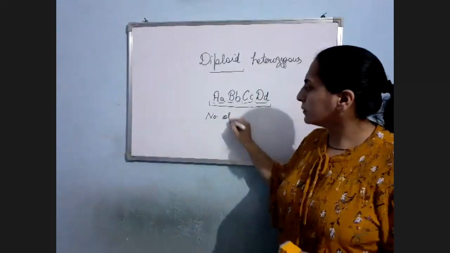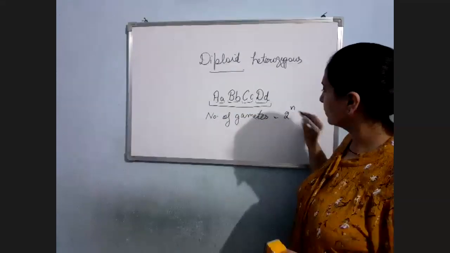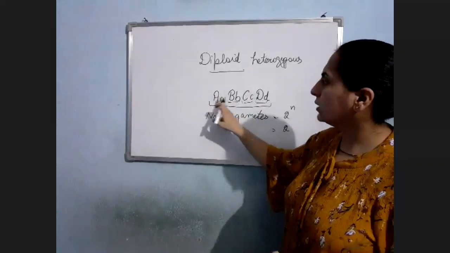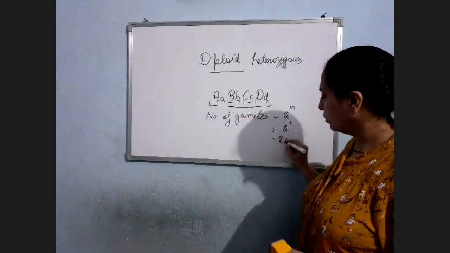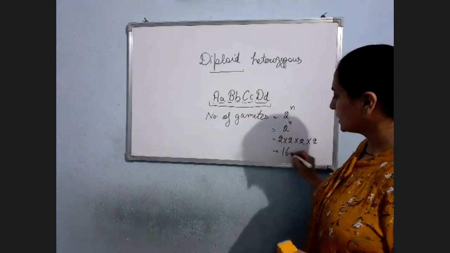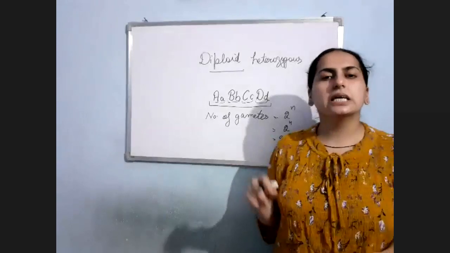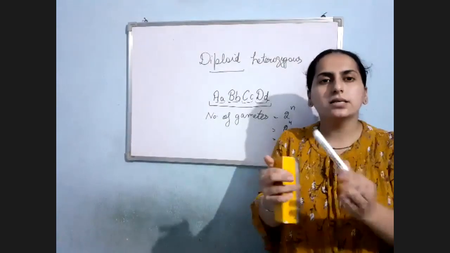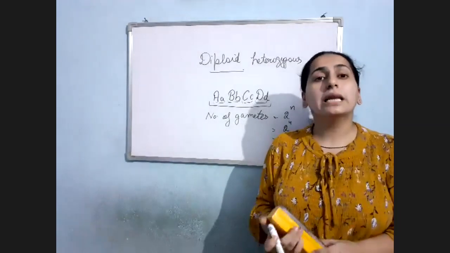Otherwise, I am using the formula. The number of gametes produced is given by the formula 2 to the power n. So here how many genes do I have? 1, 2, 3, 4. 2 to the power 4, that is 2 into 2 into 2 into 2, which is 16 gametes. So in this case, how many gametes will be produced? 16 gametes.